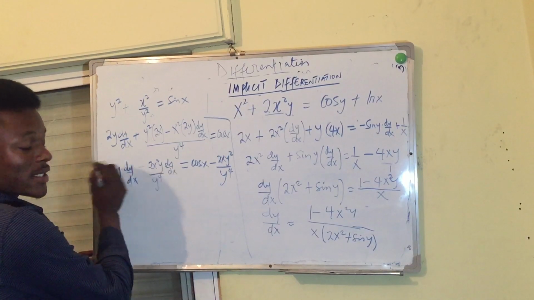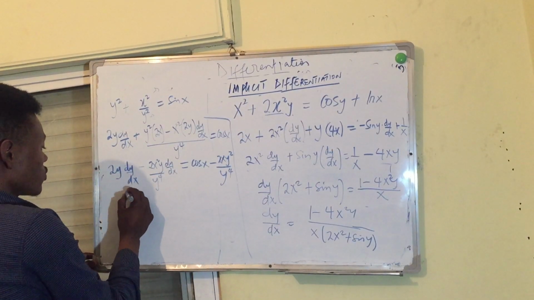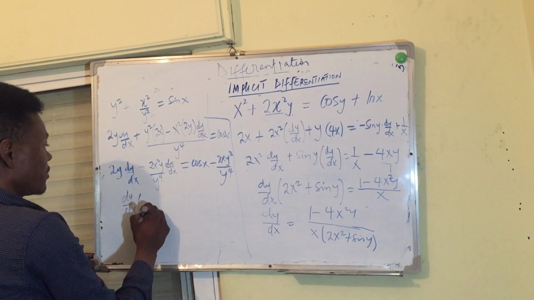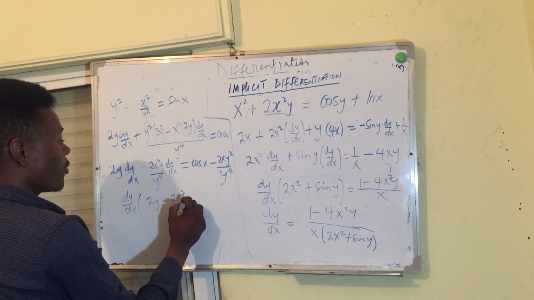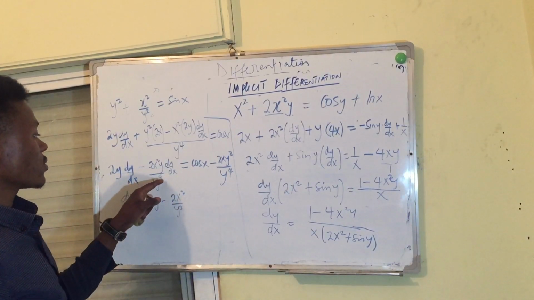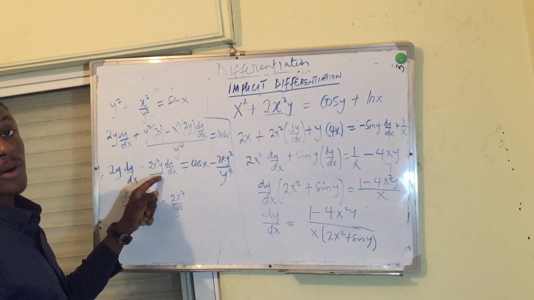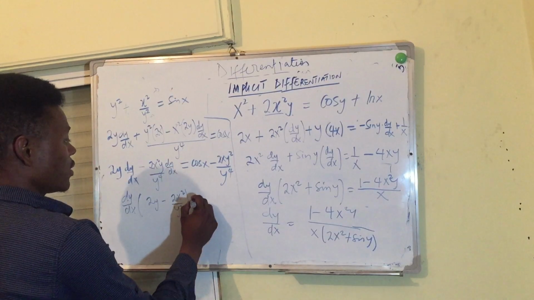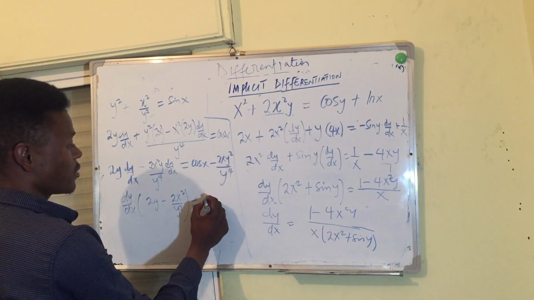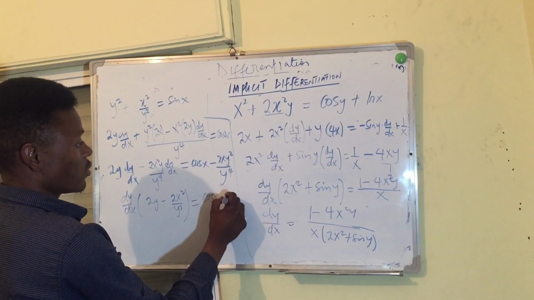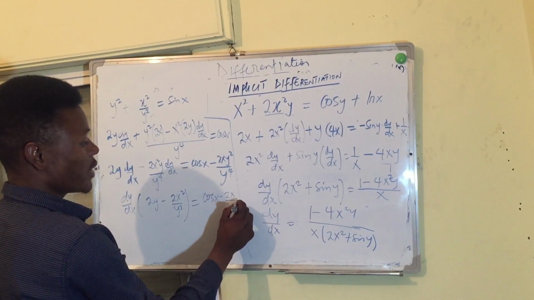So from here dy dx zamu factoring out. So we have dy dx bracket 2y minus what? 2x square over y to the power of 3. Because y I consider y ɗaya nan kuma y to the power of 4 ne. So yes. A ƙasa muna da wani abu irin haka y square.